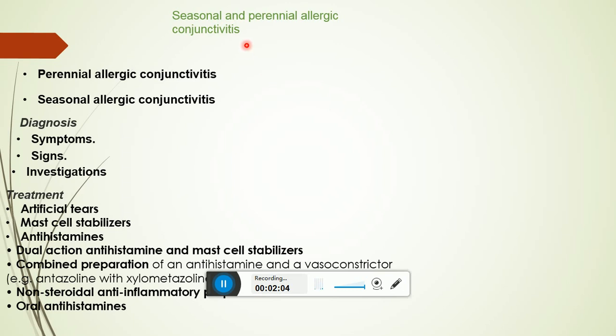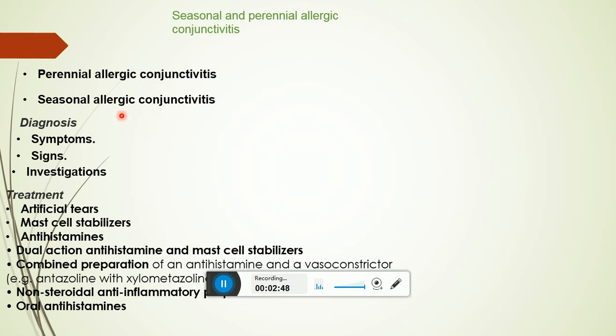Next important topic is seasonal and perennial allergic conjunctivitis. These are very common subacute conditions, and they are distinguished from each other by the timing of exacerbations, thought to relate principally to differing stimulating allergens in each. First of all, the seasonal, also known as hay fever eyes. The seasonal one is common and worse during the spring and summer, and it is more common than perennial.